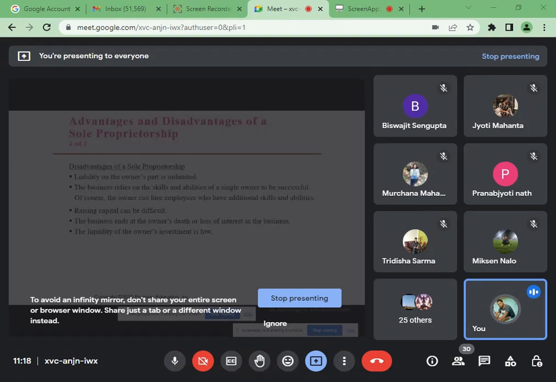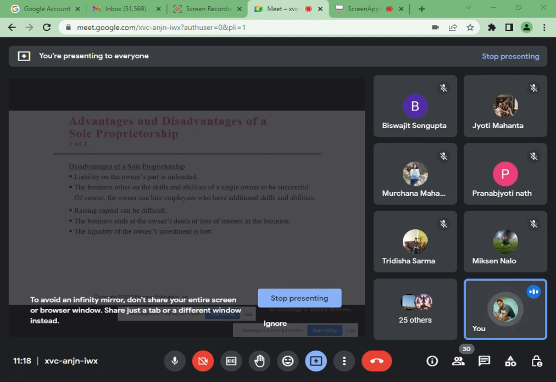Disadvantages of a sole proprietorship: liability on the owner's part is unlimited. The business relies on the skills and abilities of a single owner to be successful. Of course, the owner can hire employees who have additional skills and abilities. Raising capital can be difficult. The business ends at the owner's death or loss of interest in the business. The liquidity of the owner's business investment is low. So these are a few disadvantages of a sole proprietorship.